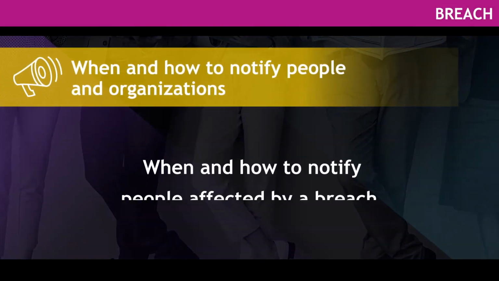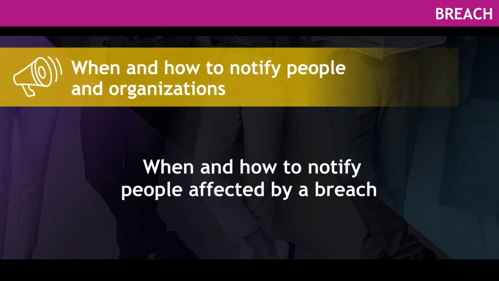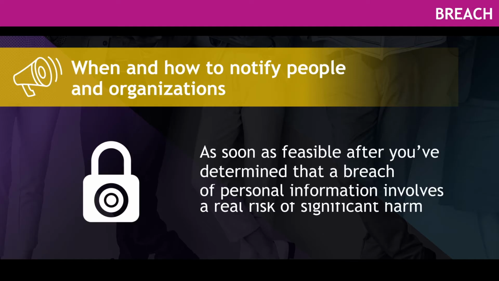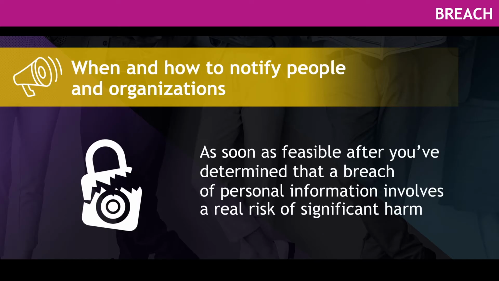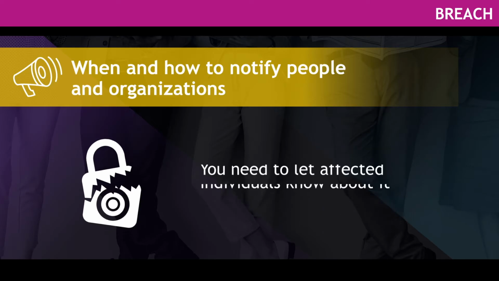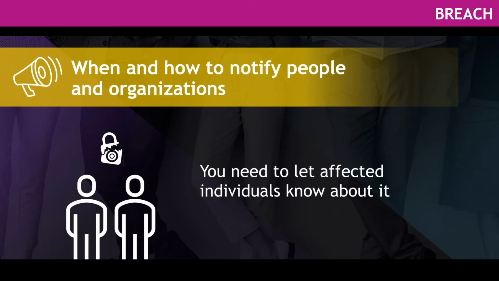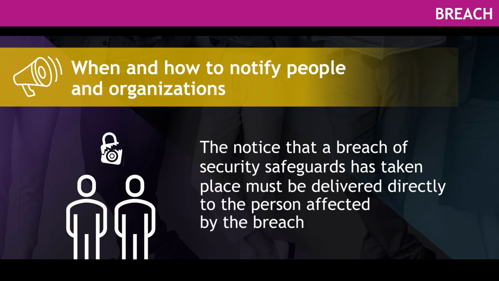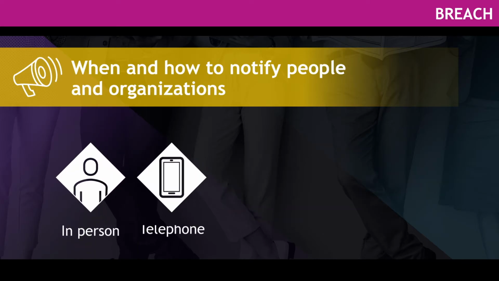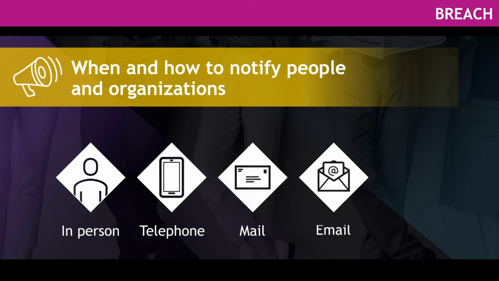Now let's look at when and how to notify people affected by a breach. As soon as feasible after you've determined that a breach of personal information involves a real risk of significant harm, you need to let affected individuals know about it. Usually, the notice that a breach of security safeguards has taken place at your business must be delivered directly to the person affected by the breach, either in person, by telephone, mail, email, or some other direct form of communication.